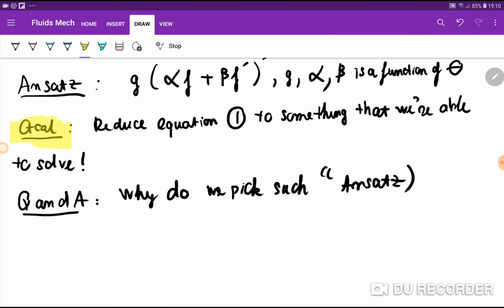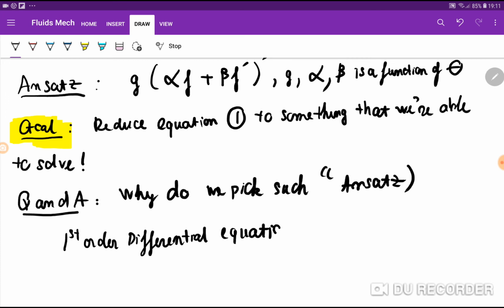So the reason why is this: you have to remember the goal. The goal is to reduce it to something we're able to solve. And so far, what are we able to solve? We are able to solve first order differential equations, whether linear or not linear, we can solve it.